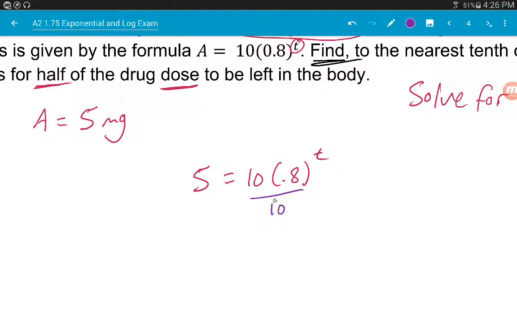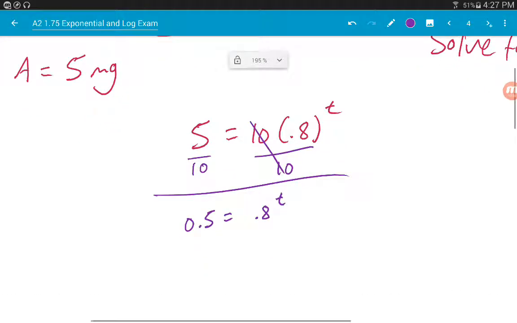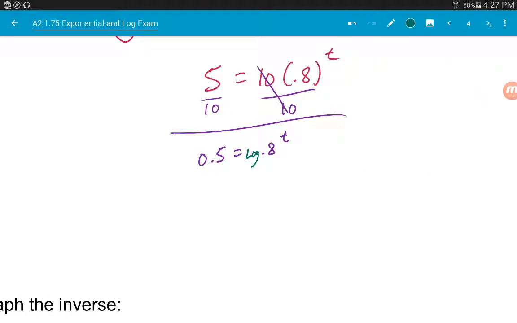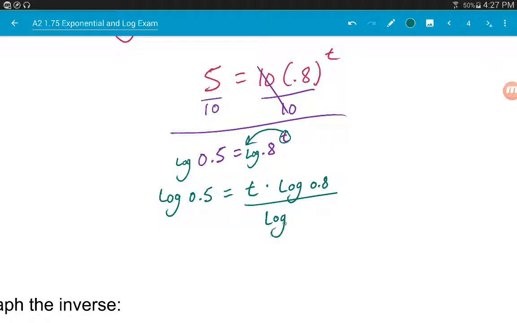So I'm going to divide both sides by 10. I get that 0.5 is equal to 0.8 to the t power. I would love to be able to bring the t down. The only way I can do that is with a log. So I'll log both sides, and that'll allow me to bring the t down. I get log of 0.5 is equal to t times log of 0.8. Now to get t by itself, I divide both sides by log of 0.8.